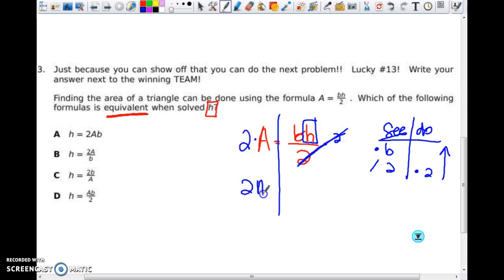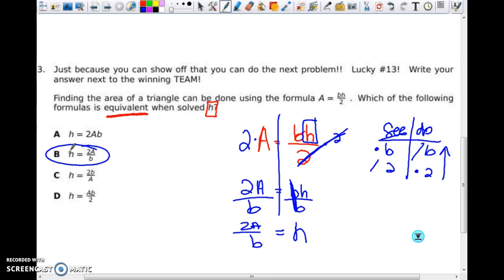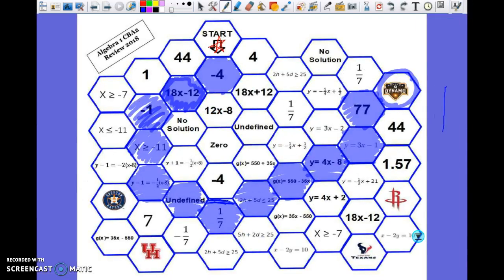This would leave me 2A equals BH. And the last thing I do, how to get rid of multiplication? We would divide by B. So divide by B on both sides. So H would be equal to 2A divided by B. 2A divided by B. That has to be B. So Dynamo would be giving B.